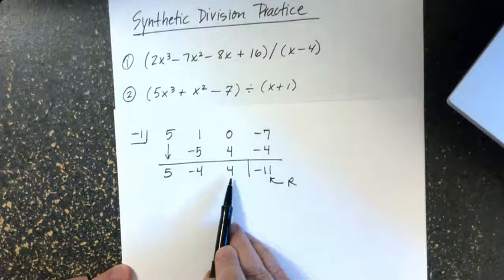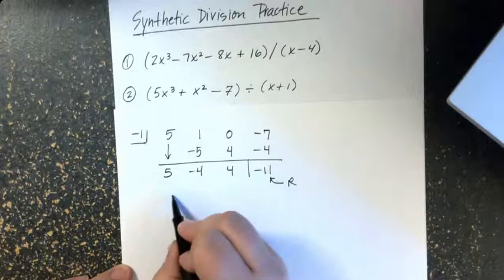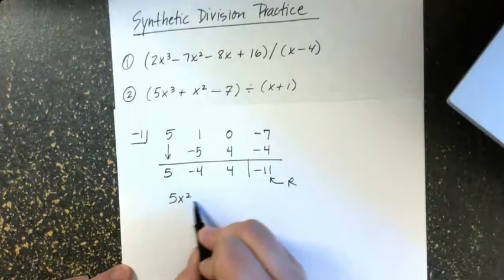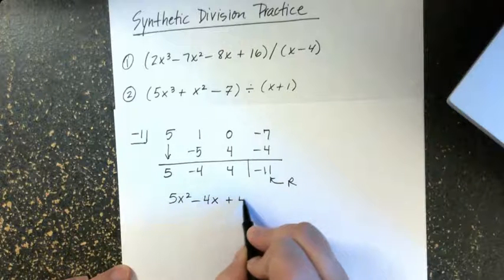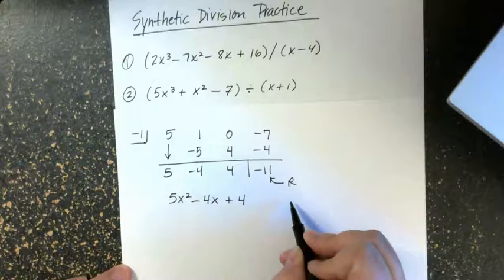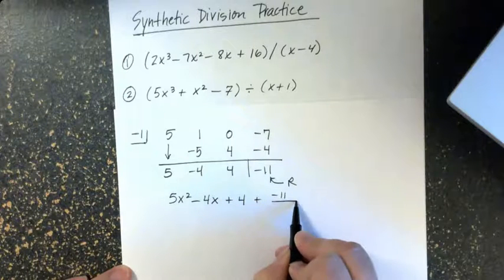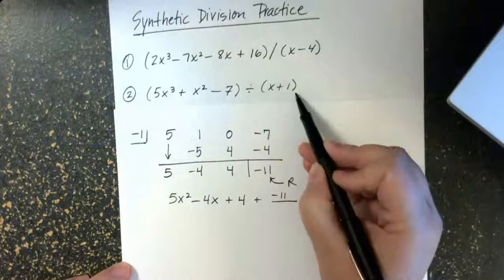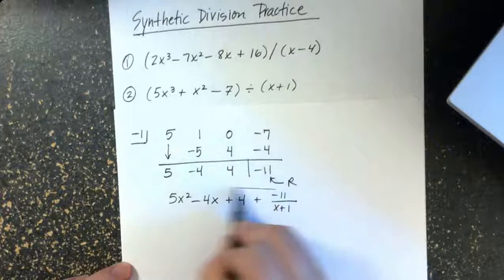Okay? This is still the x to the 0 term, x to the first, x to the second. So I have 5x squared minus 4x to the first plus 4. And very often the way we write that remainder is plus negative 11 over the divisor, the thing you were dividing by, which is x plus 1. And that's my answer.